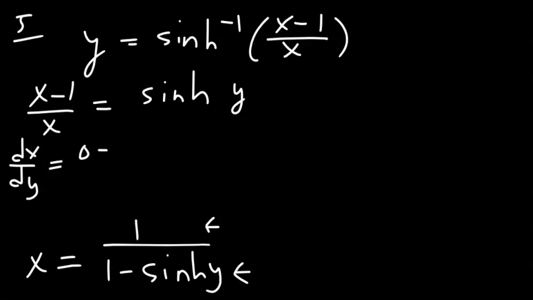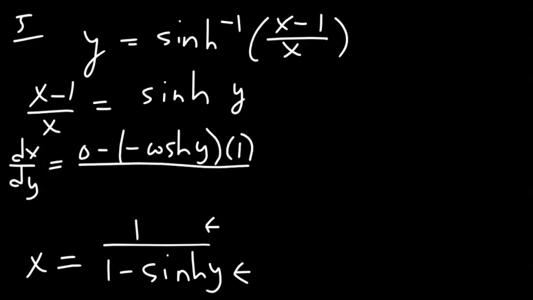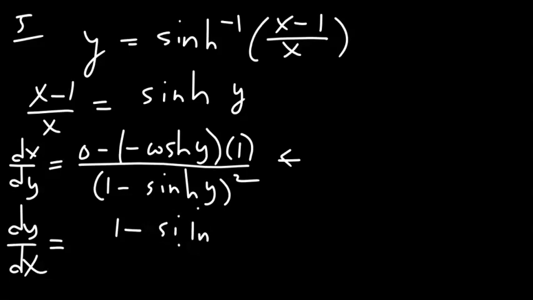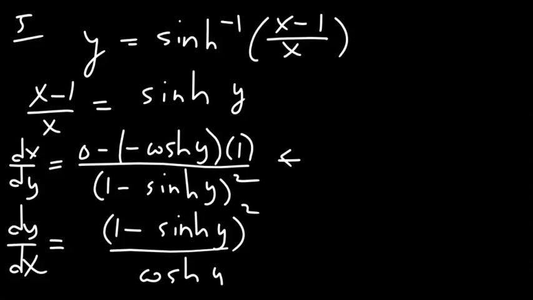So differentiate the bottom, or the denominator, we get minus hyperbolic cosine of y, and multiply that with the numerator over the square of the denominator, which is that. What that means is dy/dx is the inverse of that, which is 1 minus hyperbolic sine of y squared over hyperbolic cosine of y.